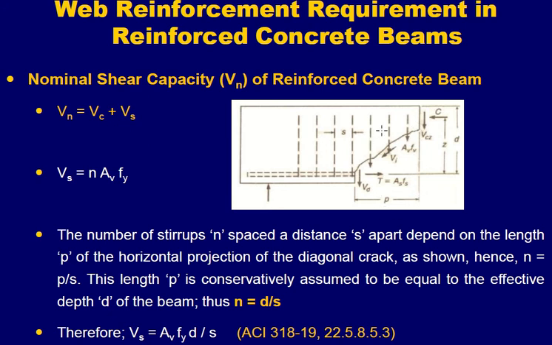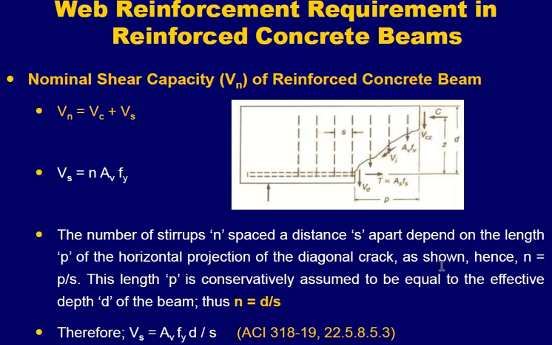So how many stirrups will be in this length p if we are given the spacing of these stirrups? Hence n is equal to p divided by s. If we divide this length by the distance between the stirrups, we will get the number of stirrups required in this crack length. This length p is conservatively assumed to be equal to the effective depth of the beam. So the effective depth, for example the distance of the tensile steel, is equal to the length of this crack, okay.